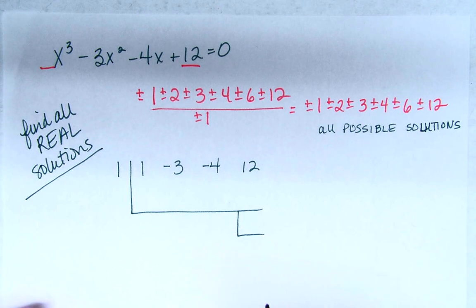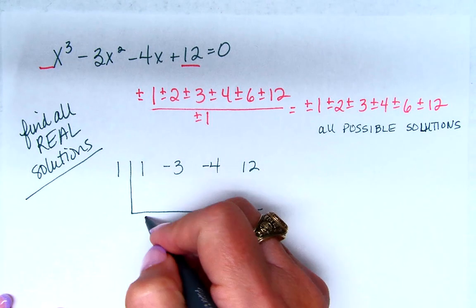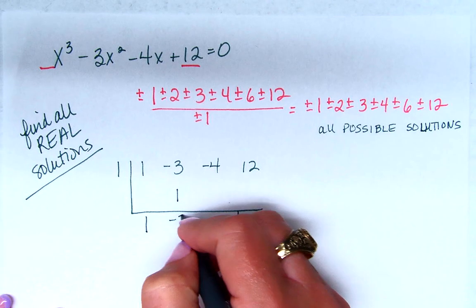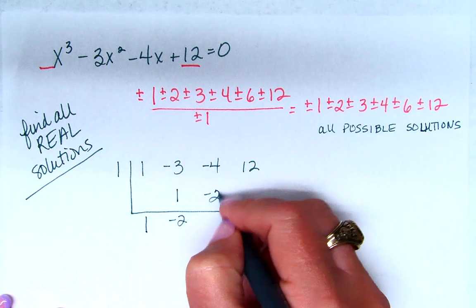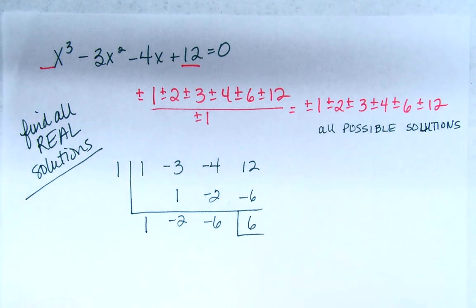Wait, what happened to the 2? What 2? Oh, never mind, the original. Okay, you ready? So bring down the 1, multiply, combine, multiply, combine, multiply, combine.